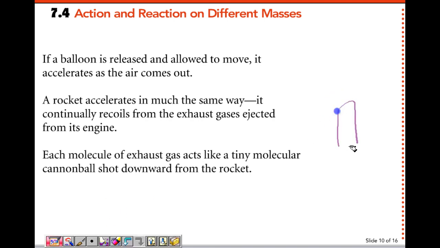So the rocket will shoot out the air. Here's a little picture of a rocket. Okay, all the air shoots out. The rocket shoots the air out with a force. Each of these little air molecules, gas molecules, will push the rocket forward, and that's what causes the rocket to accelerate.